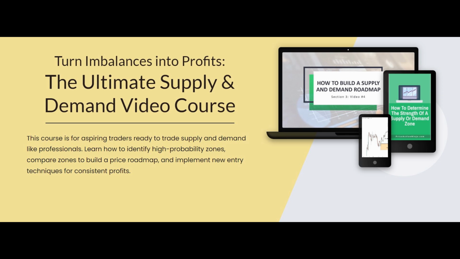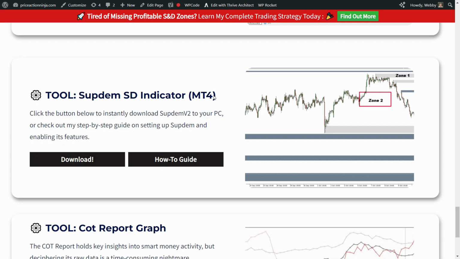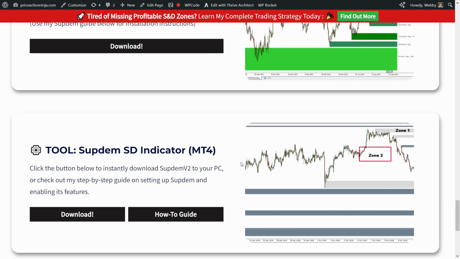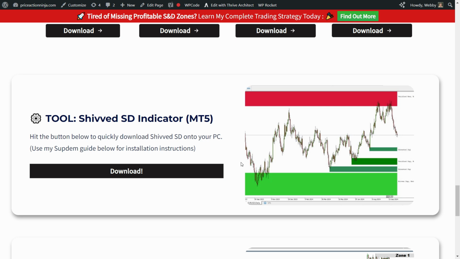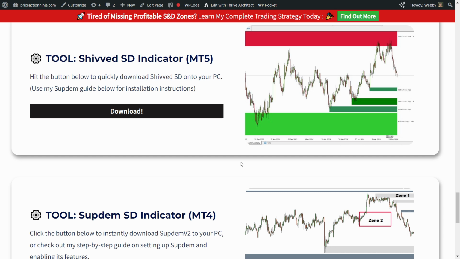You can automatically identify most high probability zones using two free supply and demand indicators I've found. They are SupDem V2, which is for MT4, and then Shived supply and demand for MT5. Both of these indicators can identify and draw top tier supply and demand zones without any human input, and that's even if you leave them on their default settings, so you don't have to worry about changing anything. The indicators obviously aren't 100% perfect, so expect some iffy looking zones here and there. But even so, they do a stand-up job of finding powerful zones, and that'll free up more time for you to then spend watching for entry signals and setting stop and take profit orders.